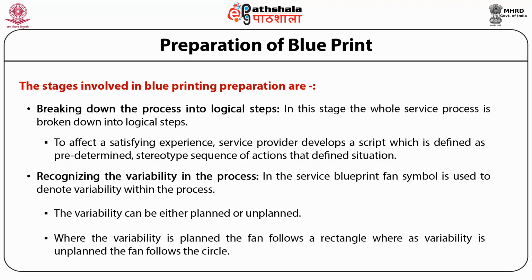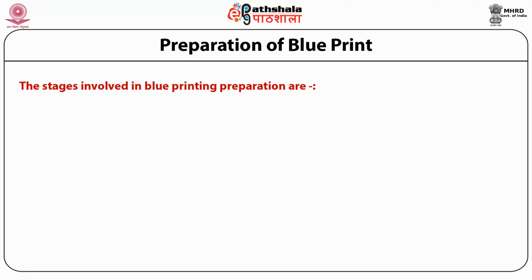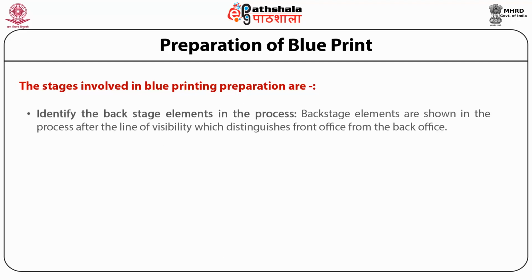Where the variability is planned, the fan follows a rectangle, and where the variability is unplanned, the fan follows the circle. Next step, the fourth step says identify the backstage elements in the process.